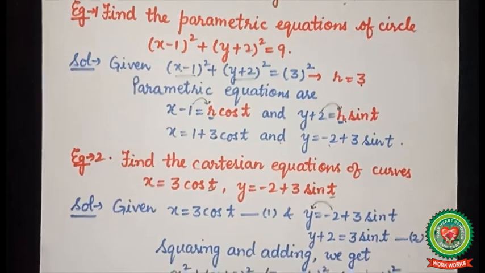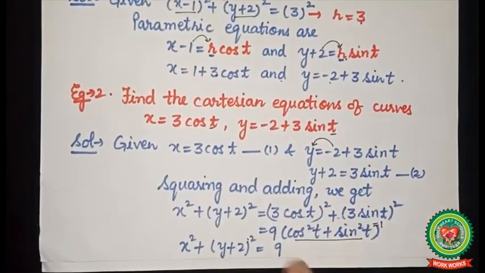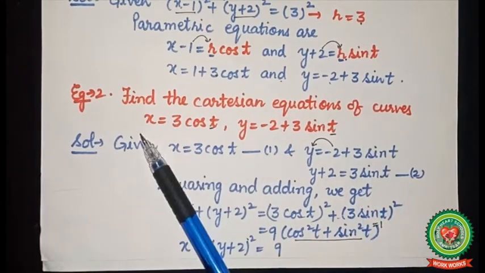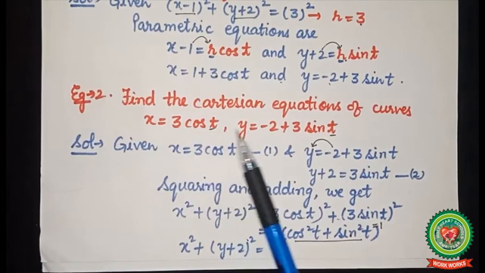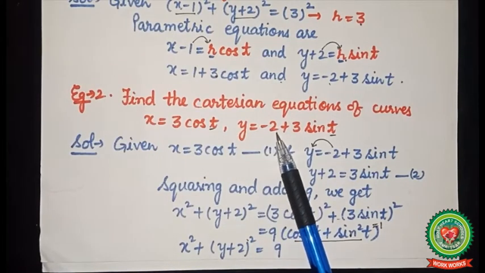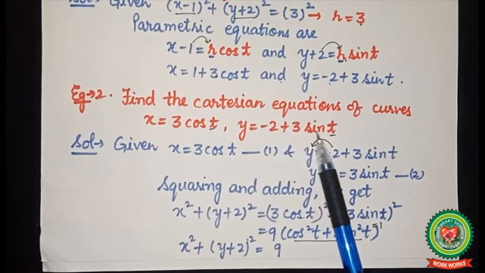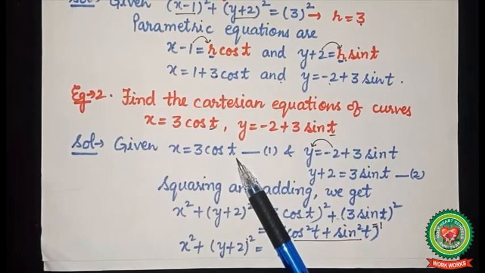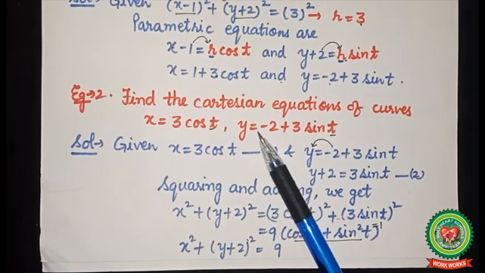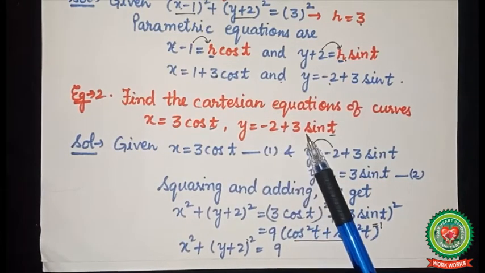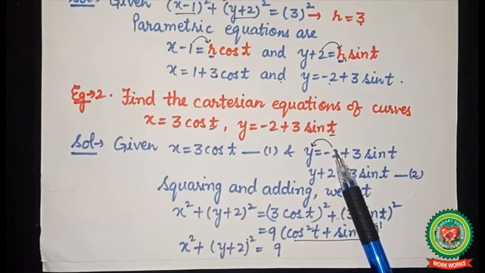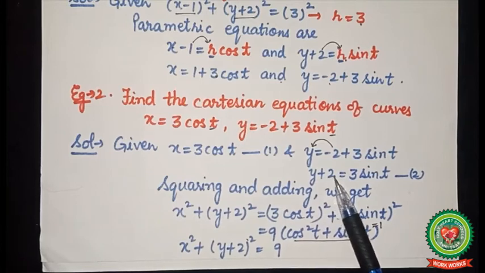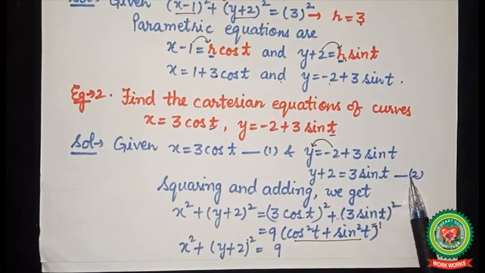So, example number 2. Find the Cartesian equations of curves x is equal to 3 cos t and y is equal to minus 2 plus 3 sin t. Now, first equation is x is equal to 3 cos t. And second, y is equal to minus 2 plus 3 sin t. Here, shifting minus 2 on the left hand side, we get y plus 2 is equal to 3 sin t.